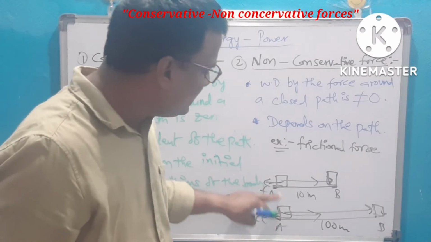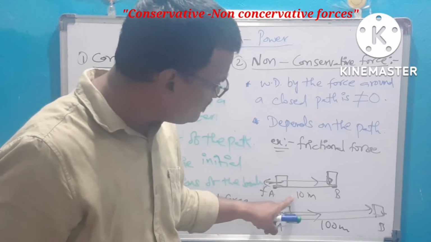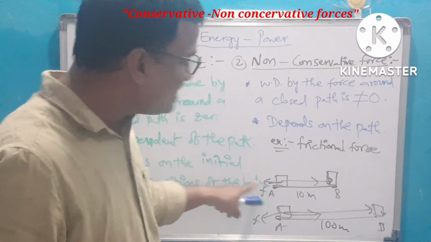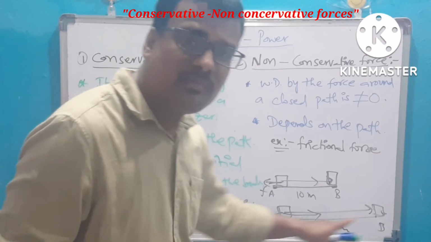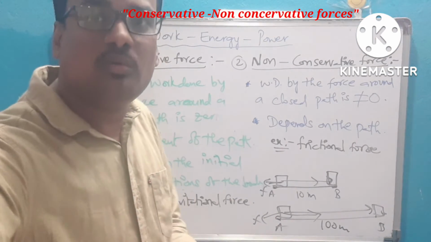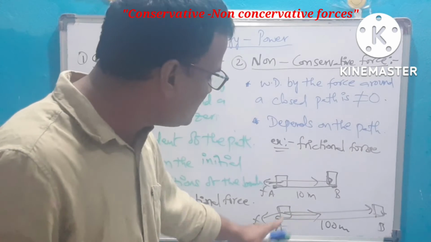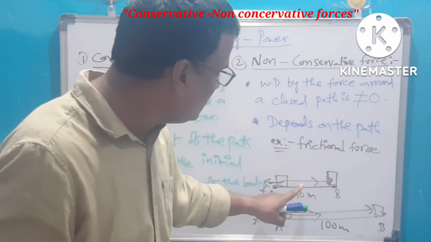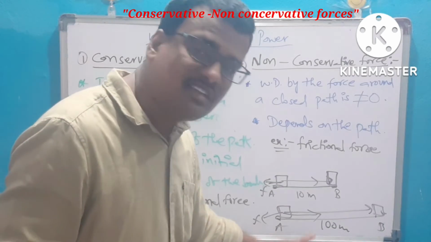Already we knew that. So in these two cases, what do we have to observe? From A to B, in the first case only 10 meters is there, so the frictional force applied on the body is very small. But in the second case, from A to B there is 100 meters distance, so with more distance there is more friction, and more heat is generated between the two surfaces of the bodies. So more friction is developed, but in the first case the friction developed is less compared to the second one.